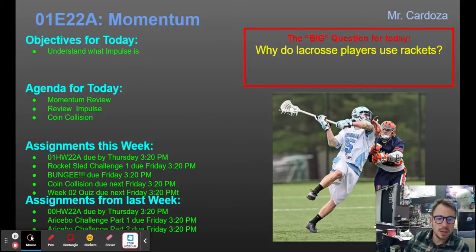So there is that homework assignment that was due yesterday, the rocket sled challenge, the bungee lab is due today, so make sure you get those in. The coin collision lab that we're going to do today is going to be due next week, and that quiz that we're going to do this week will be due next week as well, next Friday. Just want to get some grades in the grade book, get us on a routine, no matter what type of learning we're doing.